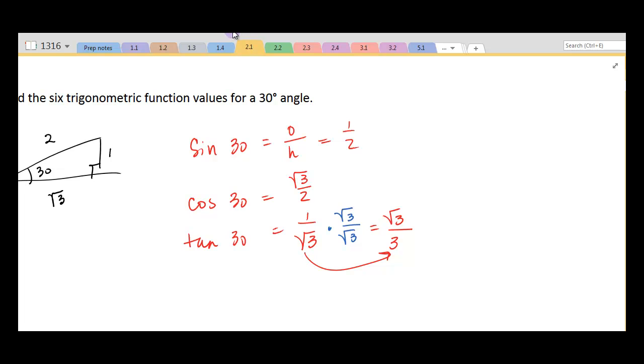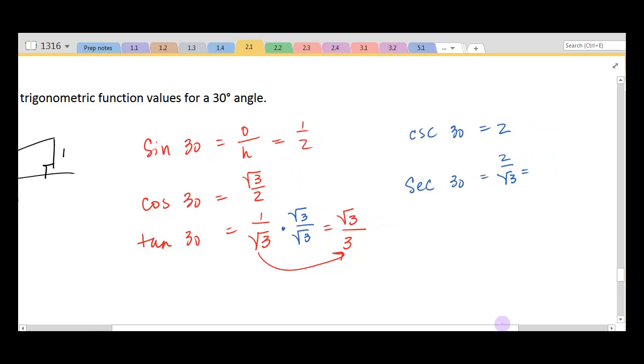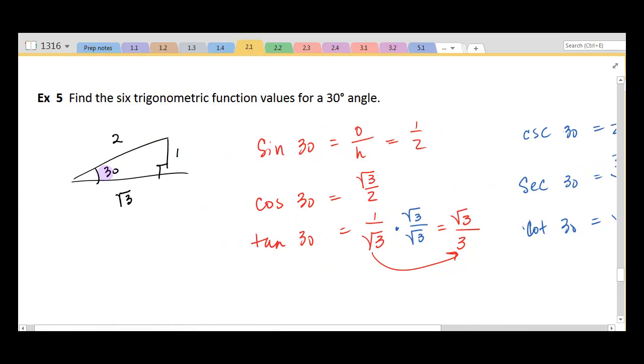Now let's find the remaining 3, starting with cosecant of 30. The cosecant of 30 is the reciprocal of sine, so just 2. Secant of 30, the reciprocal of cosine, is 2 over the square root of 3. Again, I have to rationalize the denominator, so I get 2 square root of 3 over 3. And cotangent of 30, the reciprocal of tangent, is just the square root of 3. So here are all 6 trig functions for the angle 30 degrees.